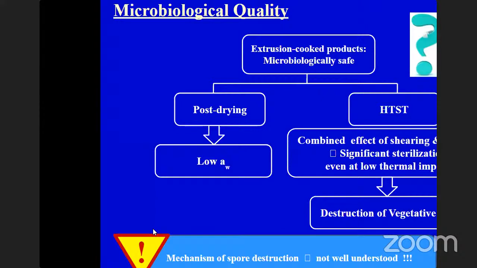Extrusion cooked products are microbiologically safe because of the combined effect of shearing and heating, which induces significant sterilization even at low temperature. Also, extrusion decreases the water content and the water activity. But the mechanism of spore destruction is not well understood till now, but it may be due to the shearing effect.